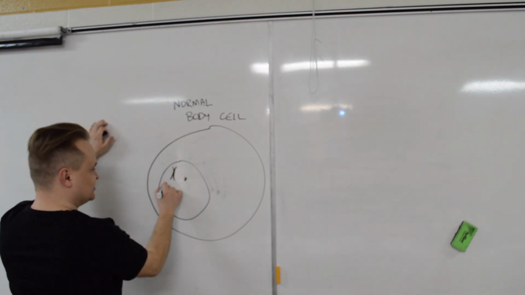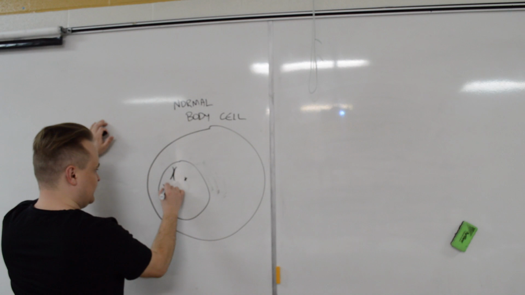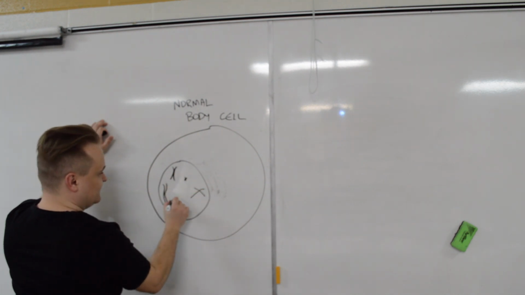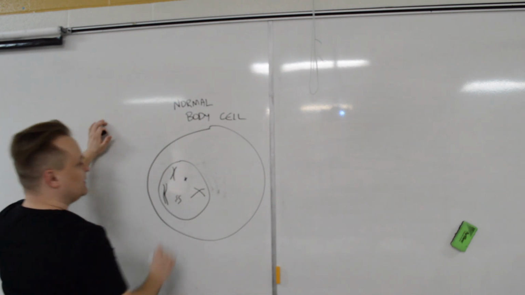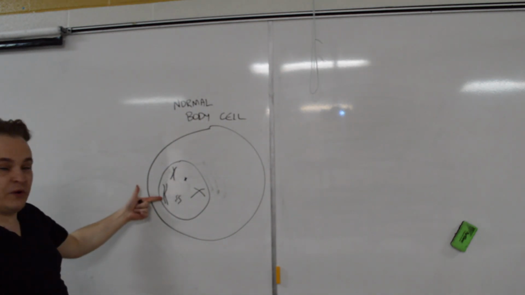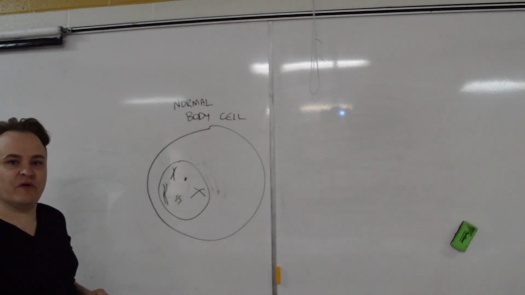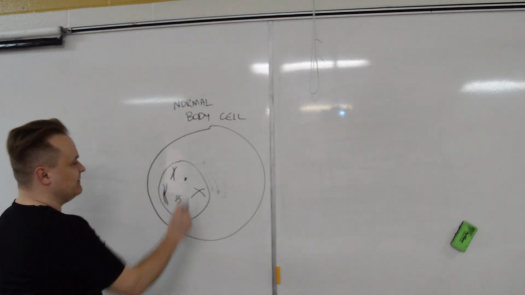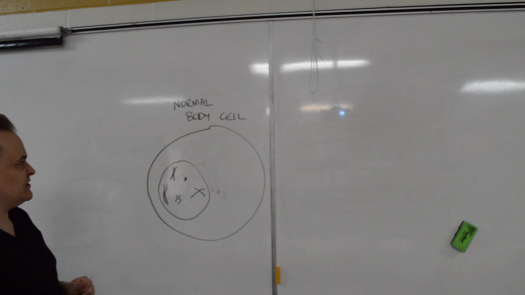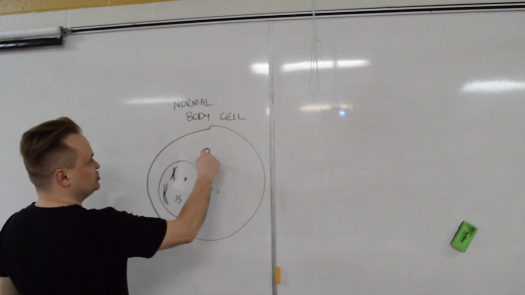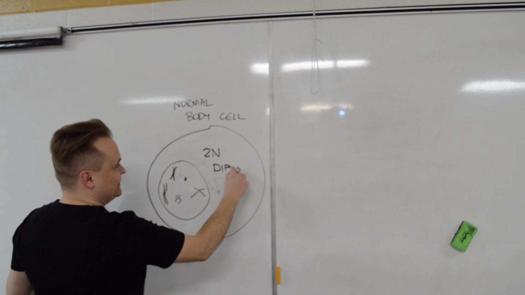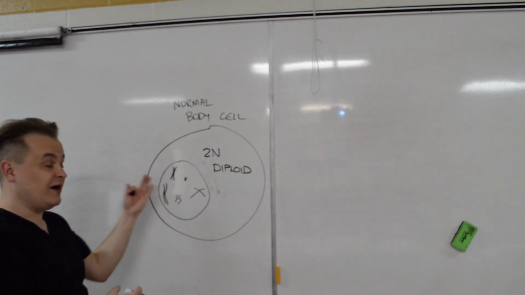And they'd all be matching, right? If they had different shapes, right? 23 pairs. One would come from your mother, one would come from your father. And they'd kind of hang out together, right? That is called 2n or diploid. So I'm going to get you to draw this down right away.